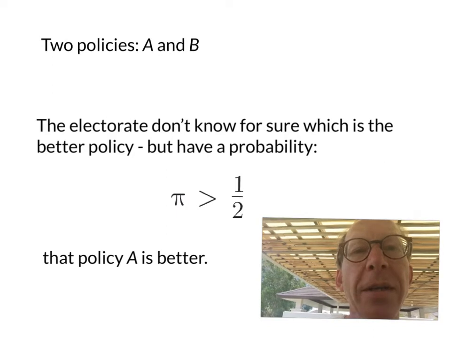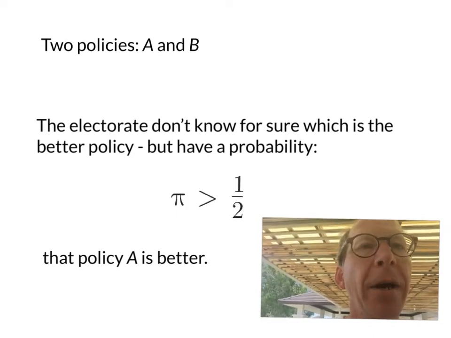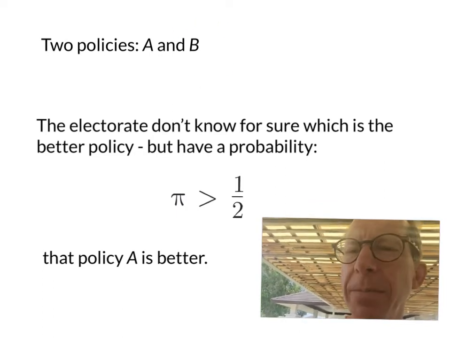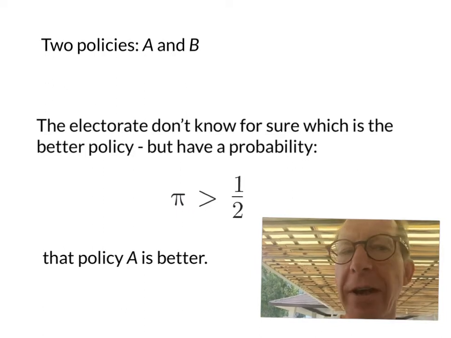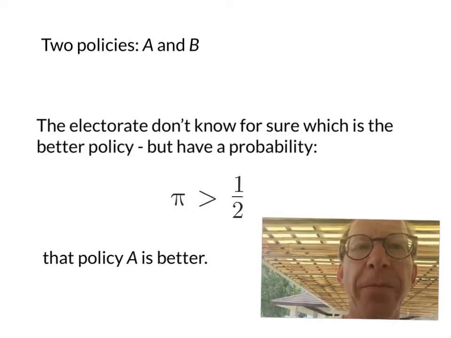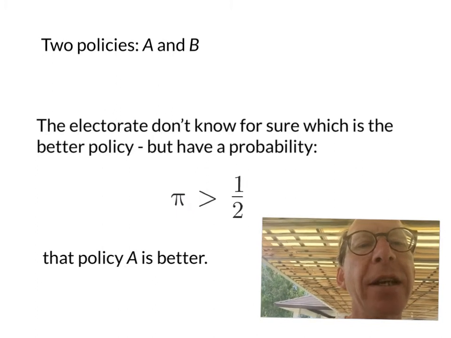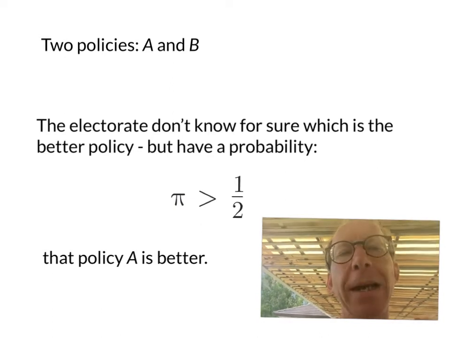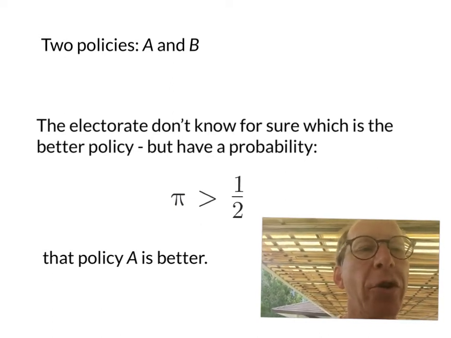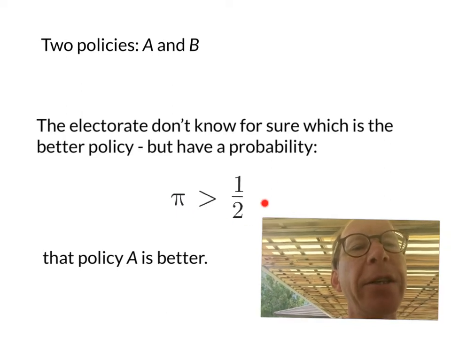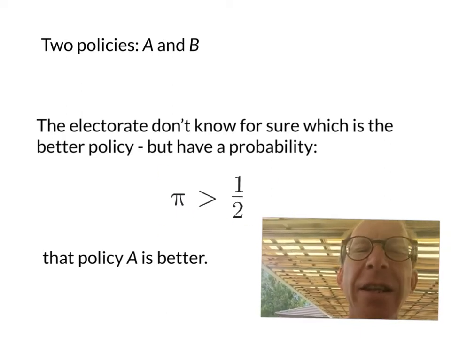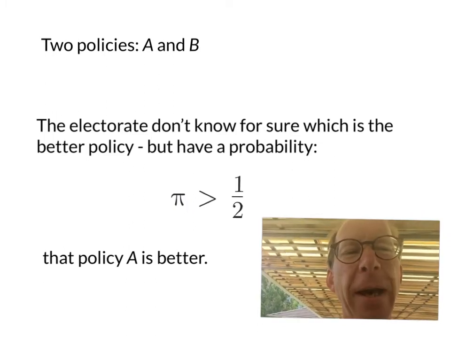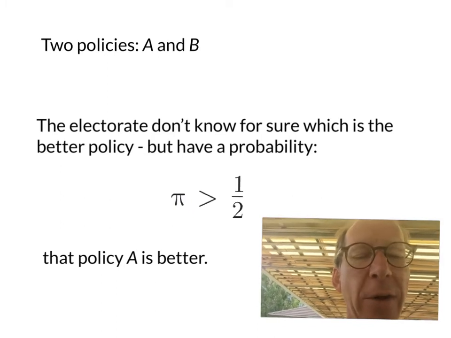For example, suppose that policy A might be, say, a hard lockdown, and policy B might be a soft lockdown, say in response to a second wave of infections of COVID-19. Then our assumption here is that this probability pi is the electorate or the general population's belief about whether a hard or a soft lockdown is better. And our assumption that pi is greater than a half says that the general population, overall they think that a hard lockdown's probably better in a second wave, but they're not sure.